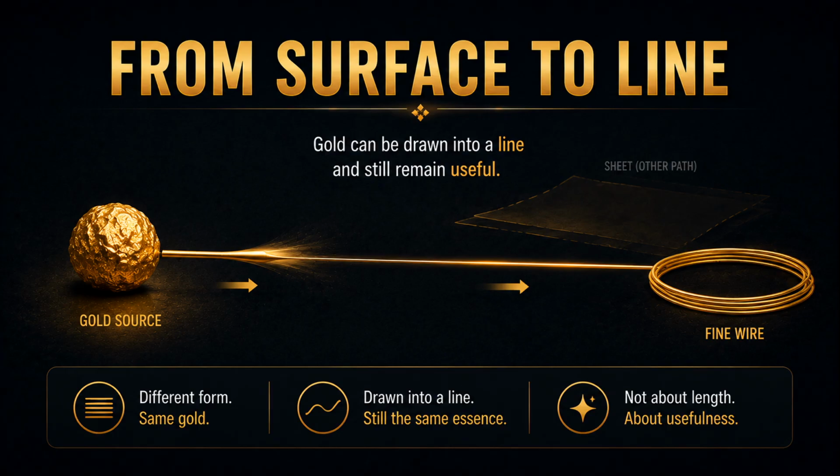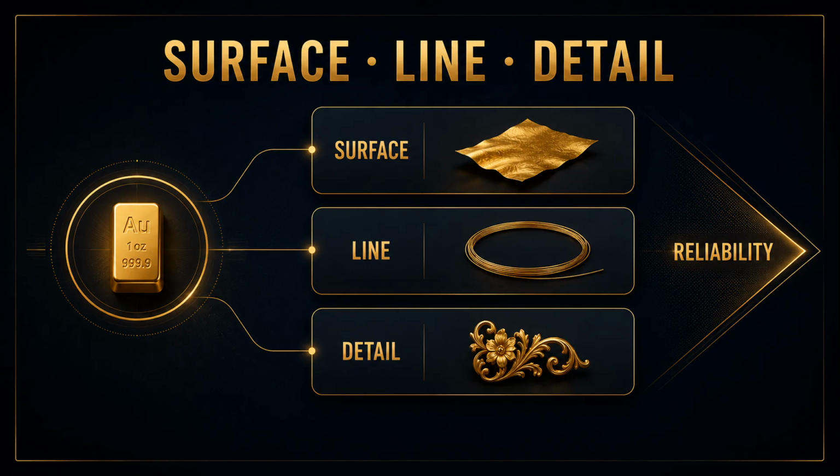The same ounce can also move in another direction. Instead of becoming a sheet, it can become a line. Gold can be drawn into fine wire. Again, the exact length depends on the thickness of the wire. But the point is not to chase one impressive number. The point is that gold can become thin and still remain useful. So 1 ounce is not only a small lump of metal. It can become surface. It can become line. It can become detail. That is the transformation side of gold.